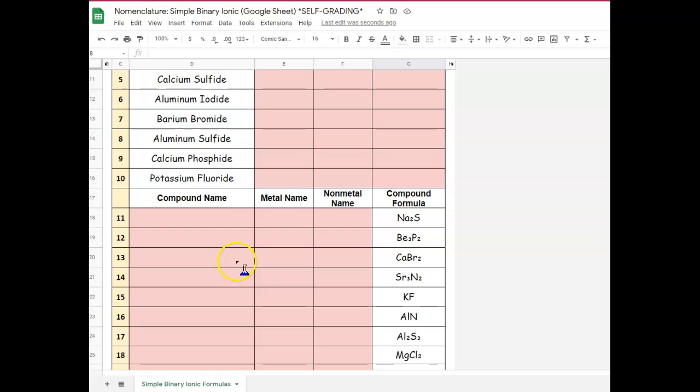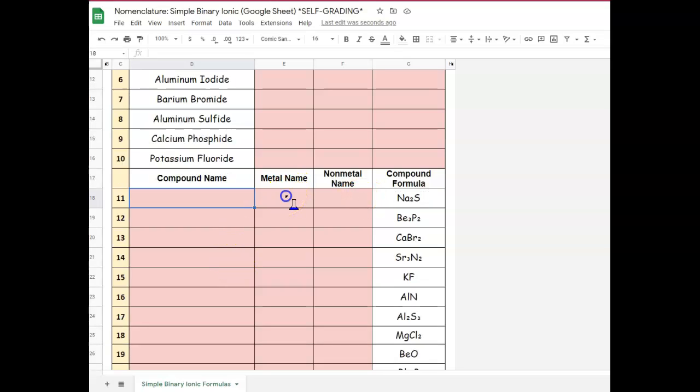On the bottom, we're going to do the opposite. Here we see that we've got the metal name. We've got Na, so that is sodium. The non-metal name is this element, so S is sulfur. Now when we're naming, remember the first name is just its name.